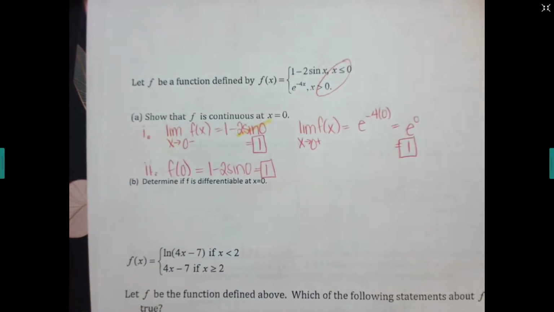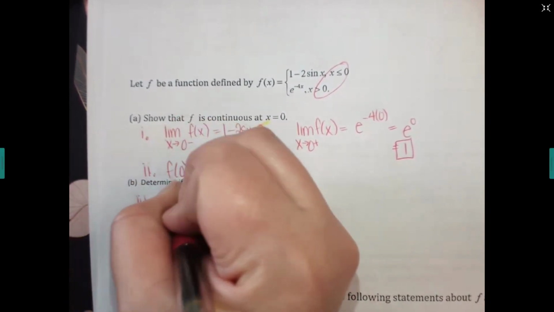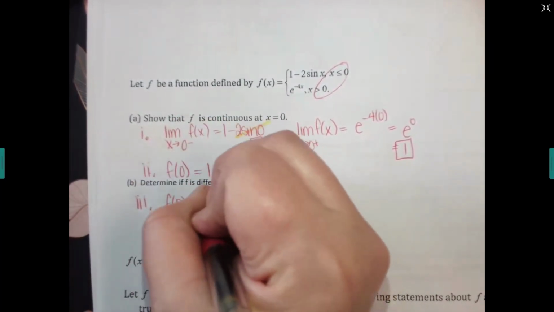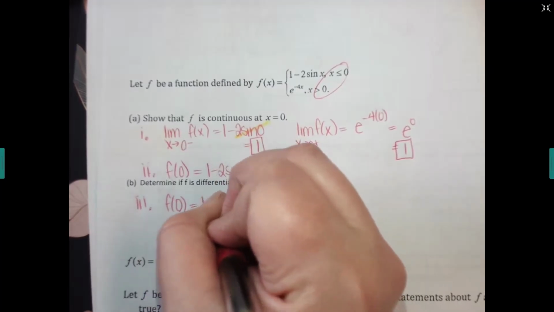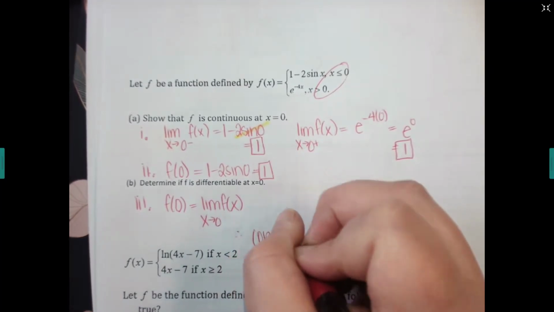The last step, part 3, is that these pieces have to match, which they do. So for part 3, you would just state that your f of 0 and your limit came out the same. Therefore, it is continuous.